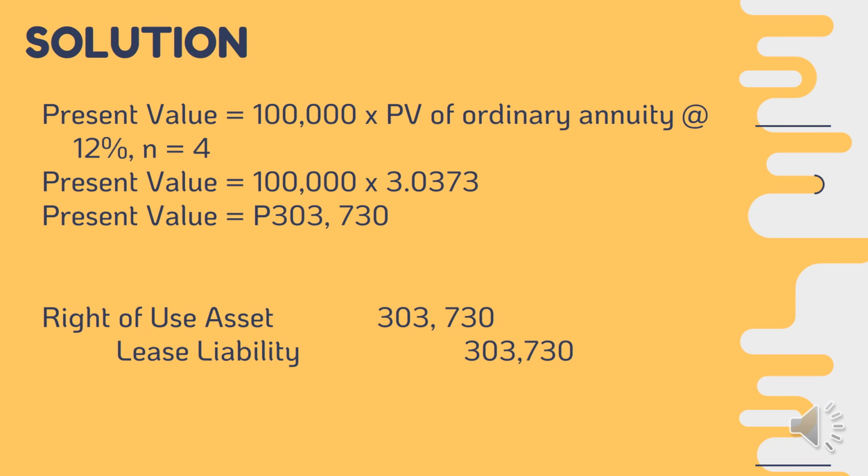The solution. We must get the present value. 100,000 yung ihuhulog niya, yung magkano yung rent payment niya. Ita-times mo siya sa present value of ordinary annuity at 12% with a term of 4 years. So, 100,000 times 3.0373, makukuha mong present value is 303,730. So, at the commencement date, magre-record ka na agad ng right of use asset 303,730 and credit lease liability 303,730.